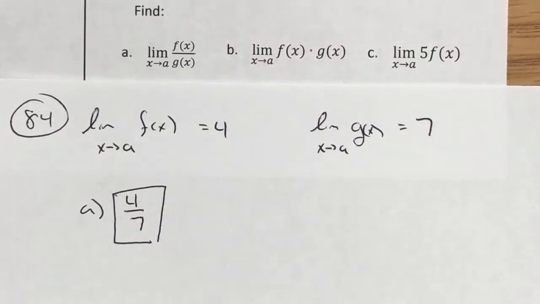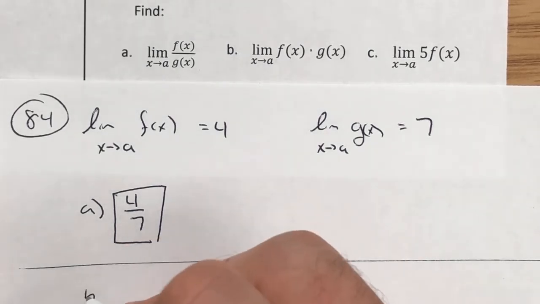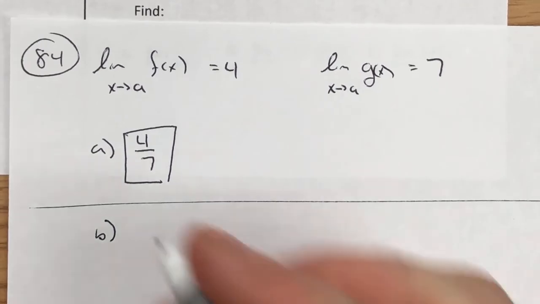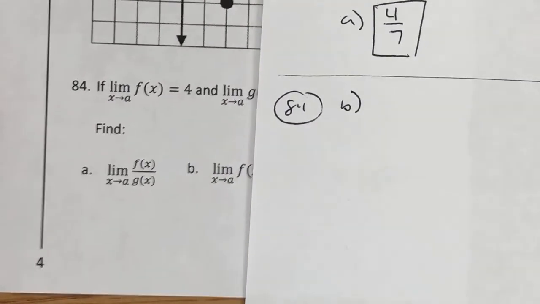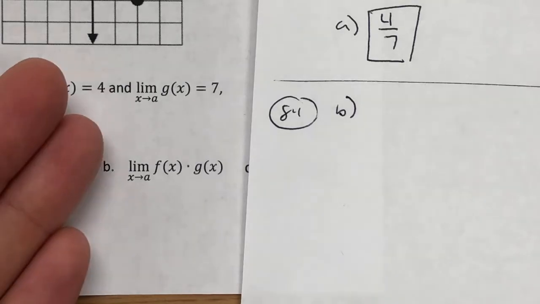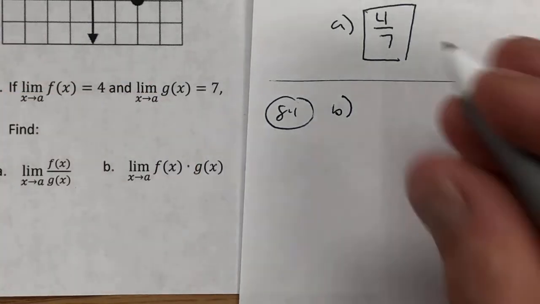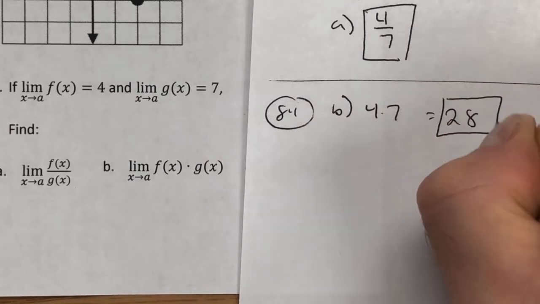Okay? Well, let's go ahead and draw a line. For 84b, we want to find the limit as x approaches a of f of x times g of x. Well, I know f, I know g. It's going to be 4 times 7, which is 28.